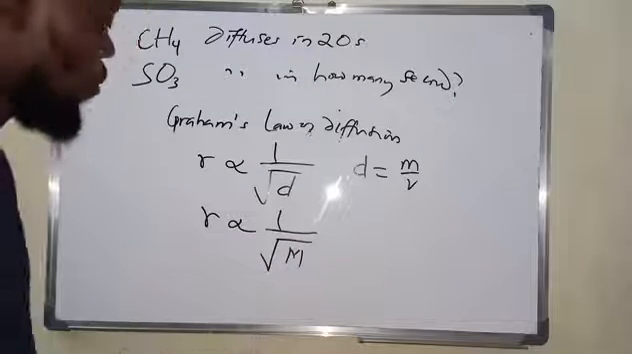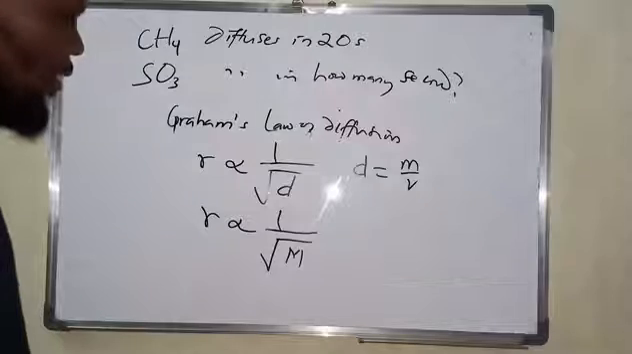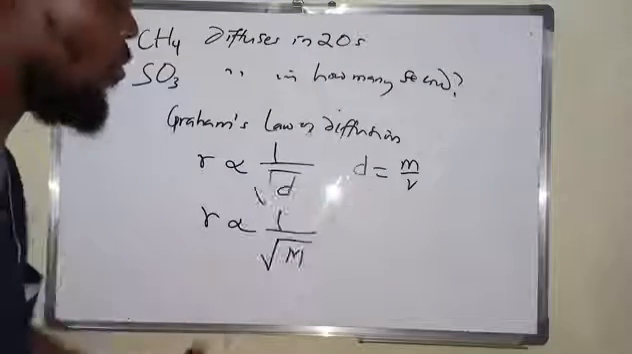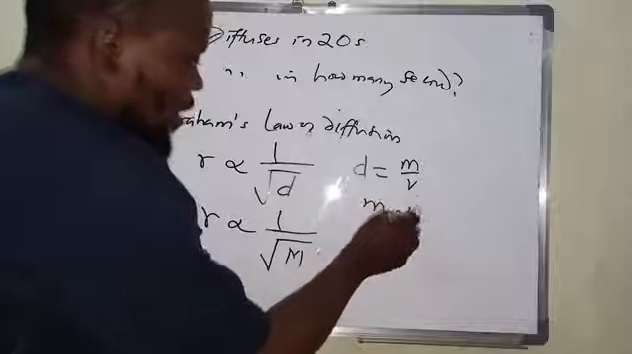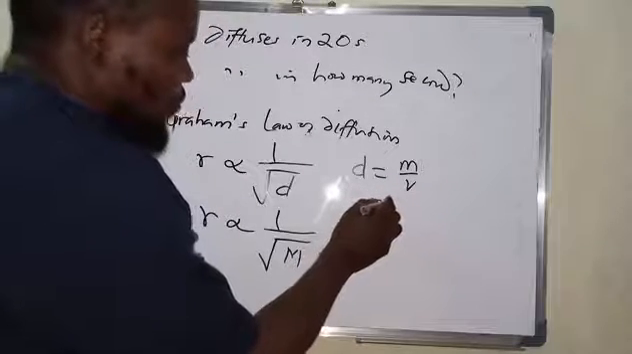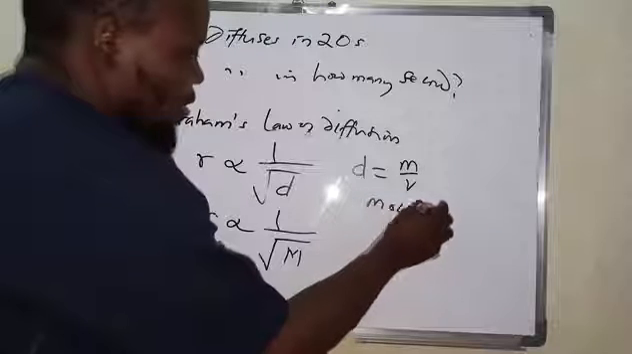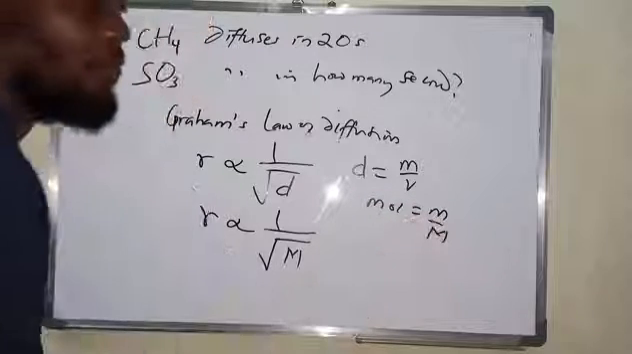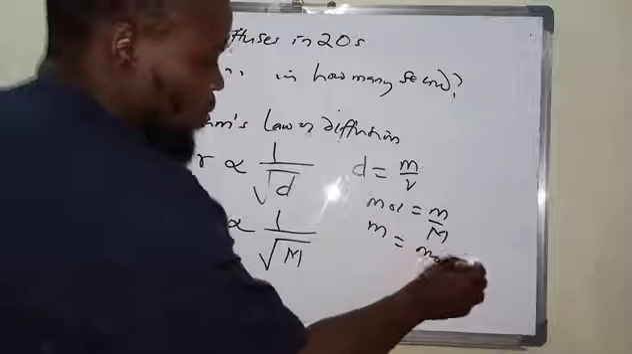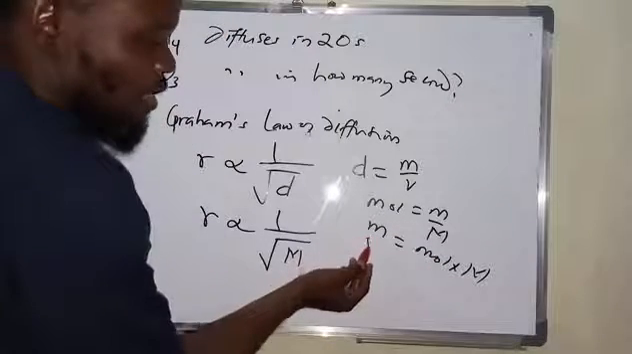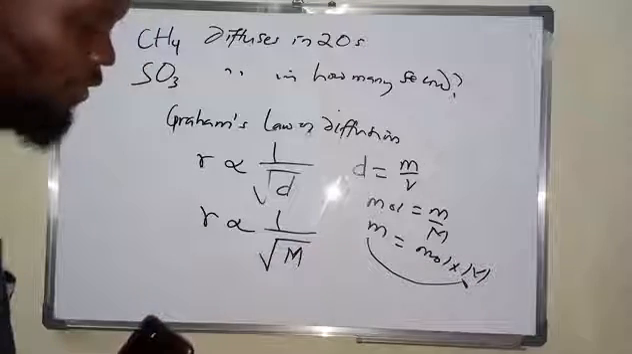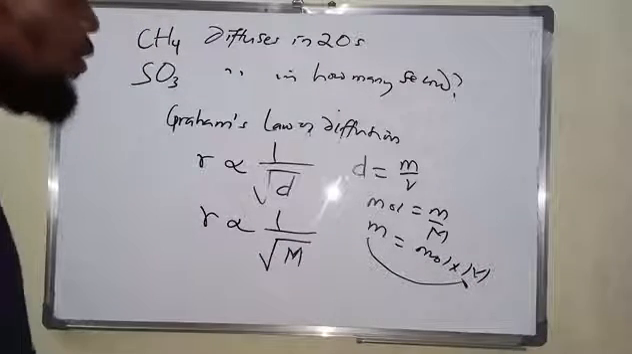Understand? And what if we have mole equals mass over molar mass, which means mass is equal to mole multiplied by molar mass. So mass is also directly proportional to the molar mass. That's why we actually use the molar mass of the substance in place of the mass, whichever way.